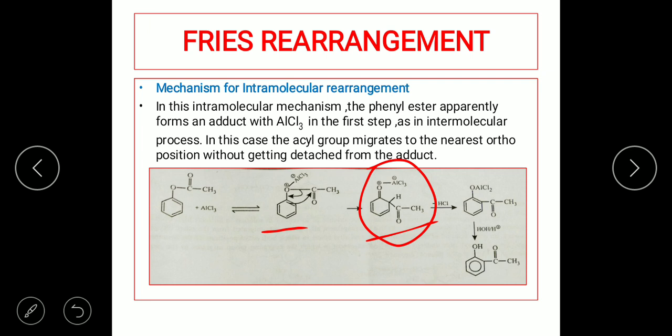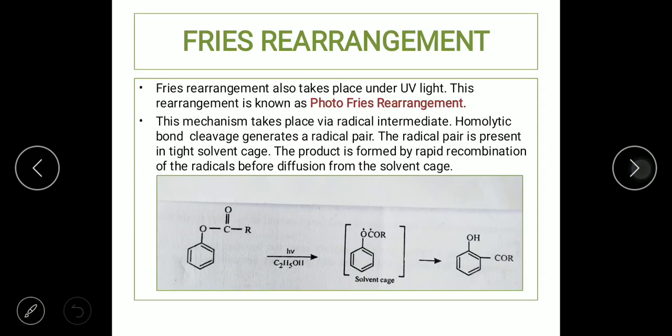Now this is how we are going to get the intermediate. The next step would be the removal of hydrogen chloride. The hydrogen chloride is removed from the adjacent carbon of the carbonyl group, and also one of the chlorines from the AlCl3, to liberate minus HCl. That is, HCl is going to get eliminated, and we are going to get an intermediate with a structure of this kind. So the last step would be hydrolysis, which is going to give rise to the product. So here you can see how the ortho product is being generated.